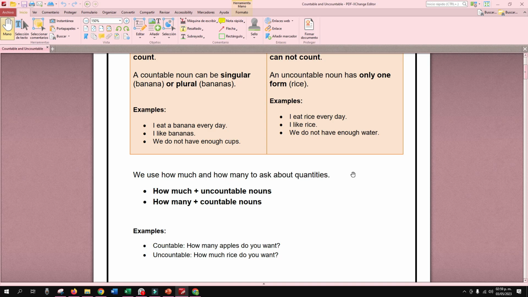Also, you have the uncountable. How much rice do you want? For example, your mother can ask you, "Hey, how much rice do you want?" You know that rice is an uncountable one. So there you have this structure: how much, because it's uncountable, the uncountable noun, the auxiliary, the subject, in this case the verb, and the question mark. Don't forget that.